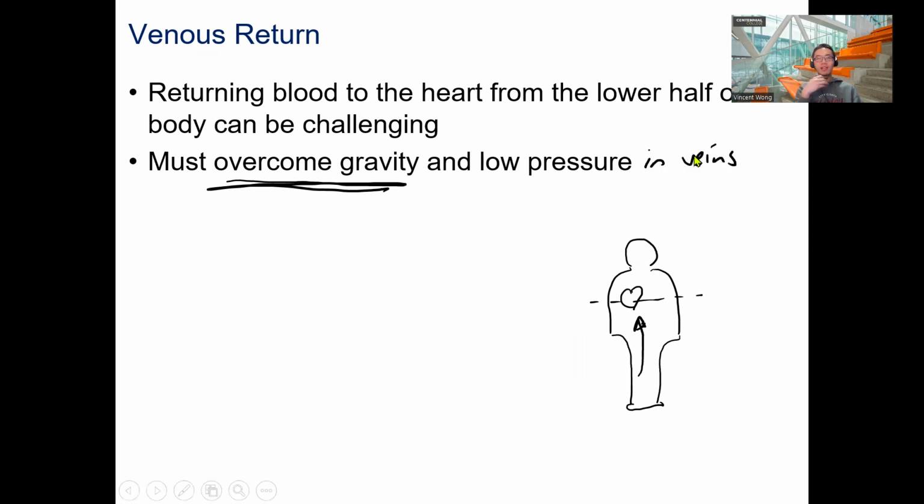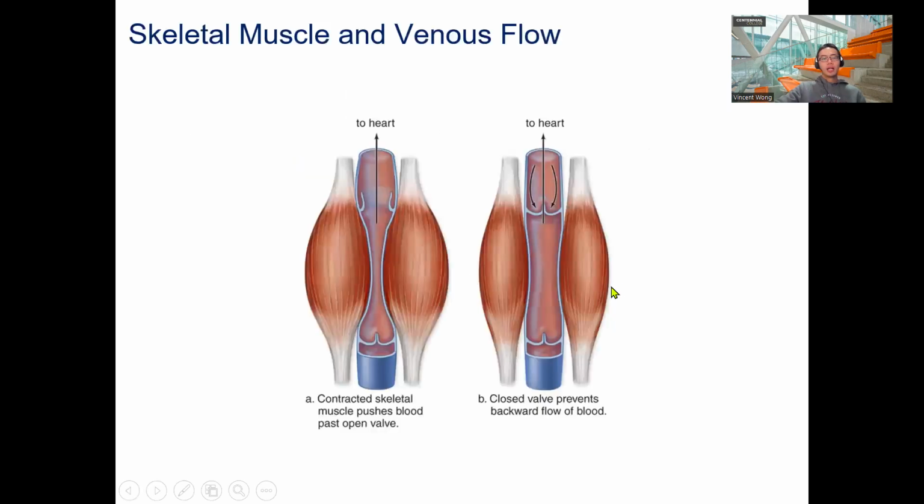When things are low pressure, when fluid, meaning liquid or gas, is in a low pressure system, it doesn't tend to move very fast. So speed and pressure is a problem, and to make it worse, we have to go upwards against gravity. So how do we overcome these problems in venous return?